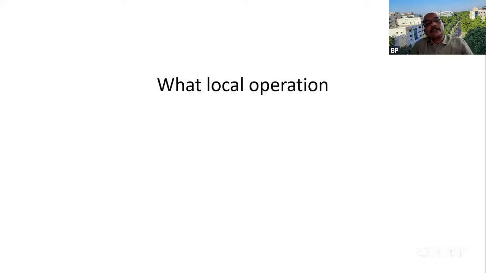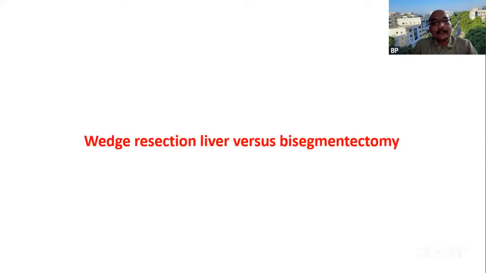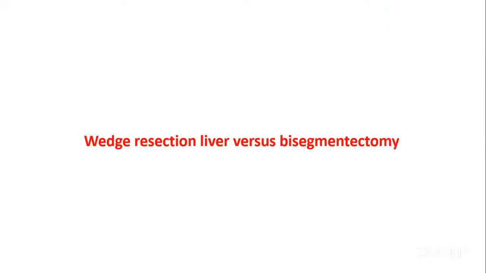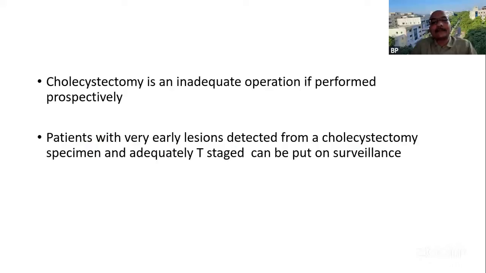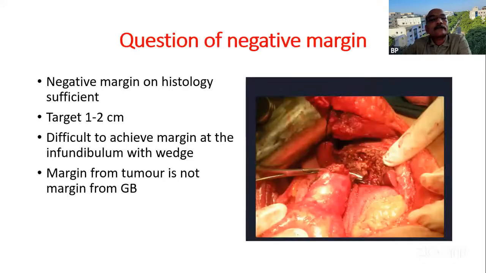So the second question is, what local operation are we trying to do on the aggressive front? Basically, we'll be dealing with wedge resection versus bisegmentectomy. What we know today is that cholecystectomy is an inadequate operation if performed prospectively. Cholecystectomy may be giving an incidental cure in very early lesions, and prospectively you cannot employ this strategy.